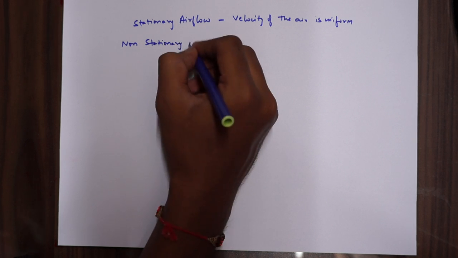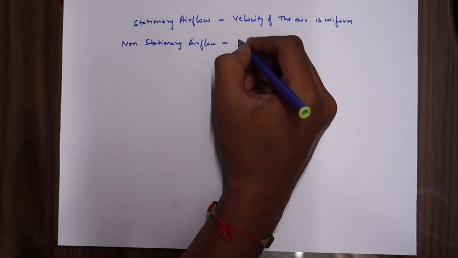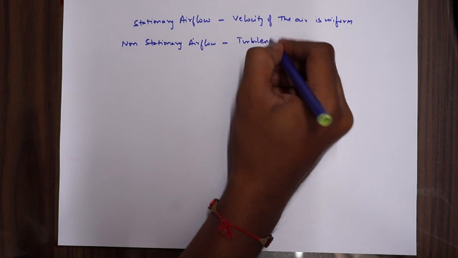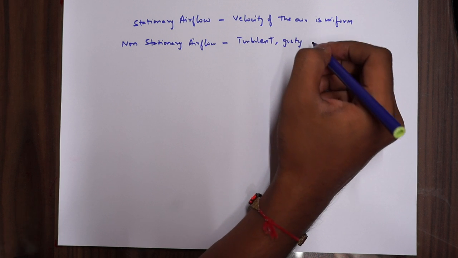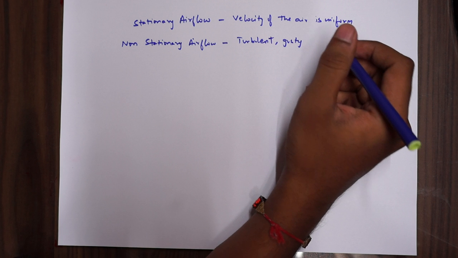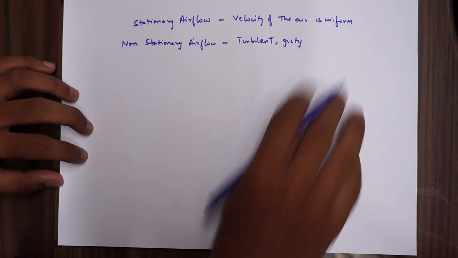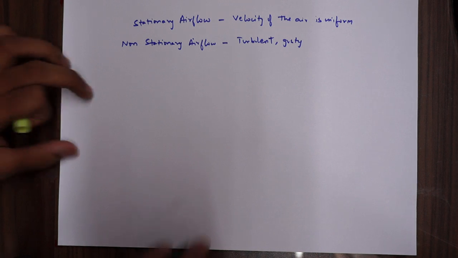Non-stationary airflow is when generally it is turbulent, gusty, and there's an accelerating velocity of air that is not uniform. So that is when it's non-stationary airflow. Alright, so next we'll discuss streamline and stream tubes.